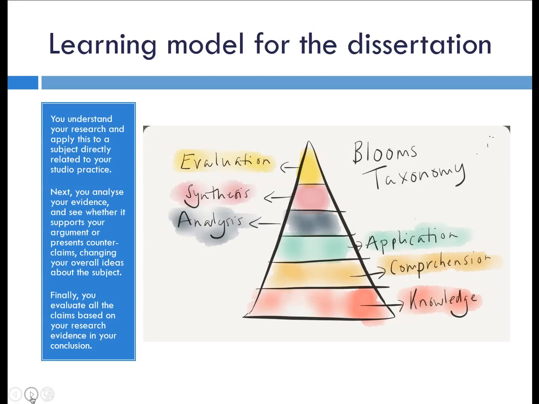This is, for me, the learning model for the dissertation. The basics here are ideas of application, of comprehension and knowledge, and this is Bloom's taxonomy, which is a model of learning. Your knowledge comes from your research. You understand your research and you apply your research to the area of practice. You apply it to your dissertation topic.